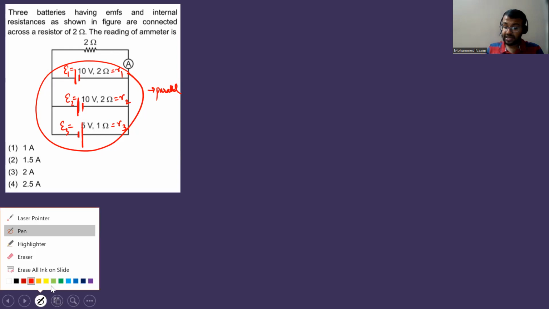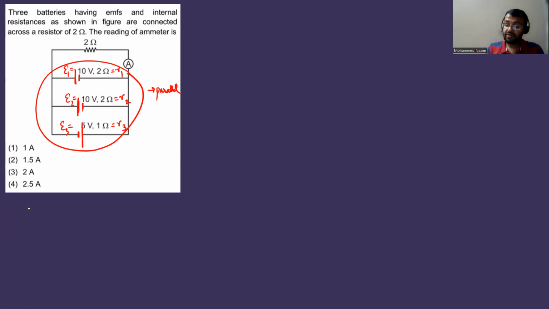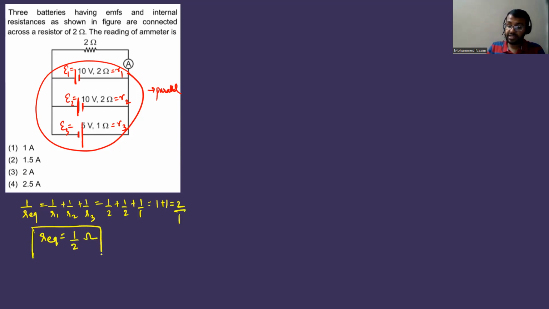So when cells are connected in parallel, what is the equivalent resistance? I'm just finding for the cells. 1 by R equivalent is 1 by R1 plus 1 by R2 plus 1 by R3, which is 1 by 2 plus 1 by 2 plus 1 by 1. Half plus half is 1. So 1 plus 1 is 2. You reciprocate. Therefore, R equivalent is going to be 1 by 2 ohms. This is the equivalent resistance. What about the equivalent EMF? We have the result for the cells in parallel.